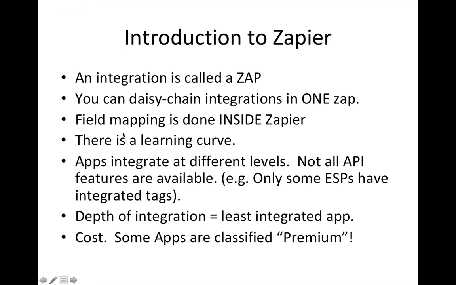Okay, the other thing that you should note is that the field mapping is now done inside Zapier. So what LeadsHook will do is just pass data through to Zapier, and then you set up your integration inside Zapier as to what fields are going to be mapped, which ones are not going to be mapped, and how you'd like that information to flow. Okay, so that's done inside Zapier.